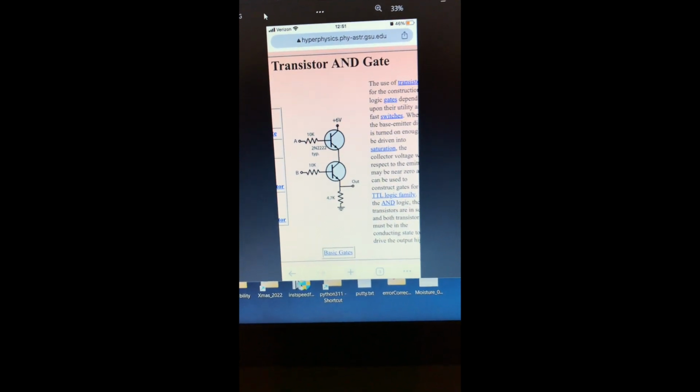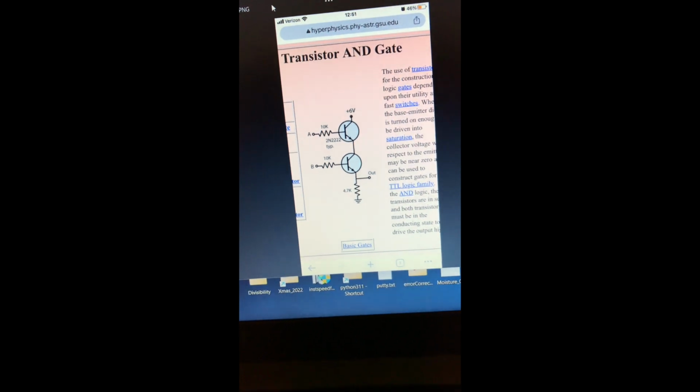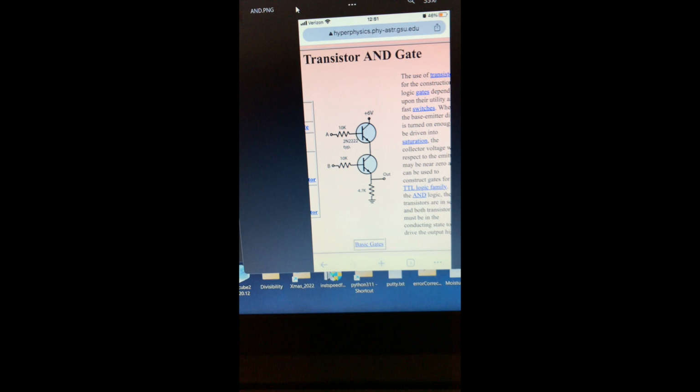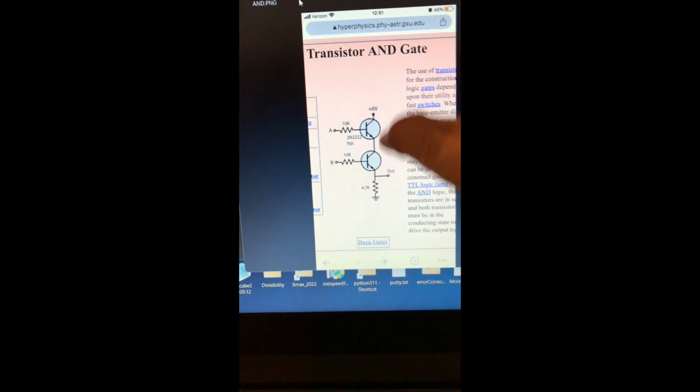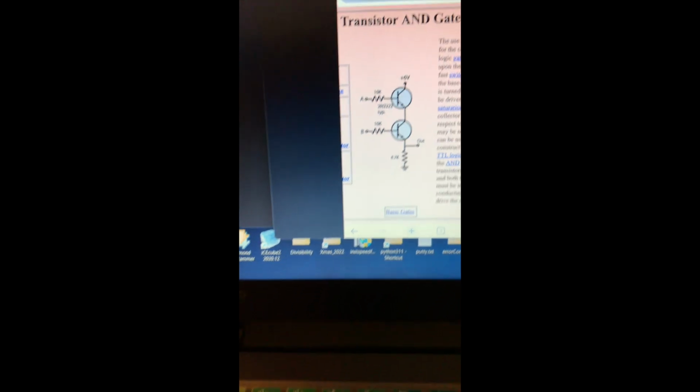And the circuit for the AND gate comes from the Hyperphysics website, and just uses two 2N2222 NPN transistors, a couple resistors, and two inputs, input A and input B. Basically what's happening is that we have the transistors connected in series, like a pair of switches in series, which I have drawn out here.